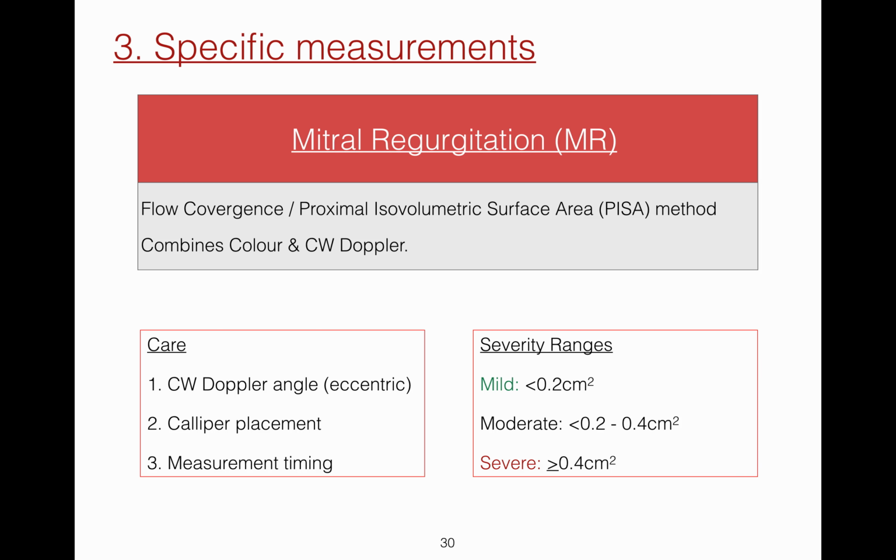Usually, a mitral regurgitant ROA measurement by PISA less than 0.2 centimeters squared equates to mild regurgitation. If it's between 0.2 and 0.39 centimeters squared, it's moderate. And if it's equal to or greater than 0.4 centimeters squared, it's severe mitral regurgitation.